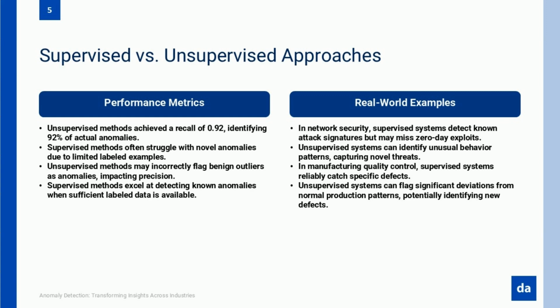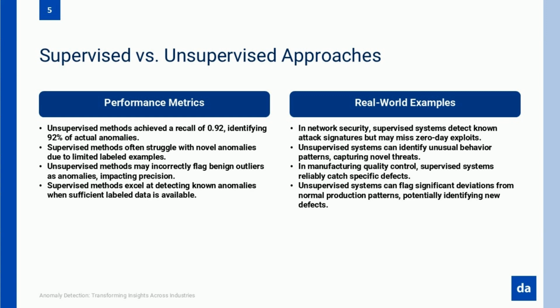Do you train your models on labeled examples of anomalies, or do you build systems that can identify deviations without ever seeing an example of what wrong looks like? This isn't just a technical choice, it's a philosophical one that determines what kinds of threats your system can identify and what blind spots it might have.